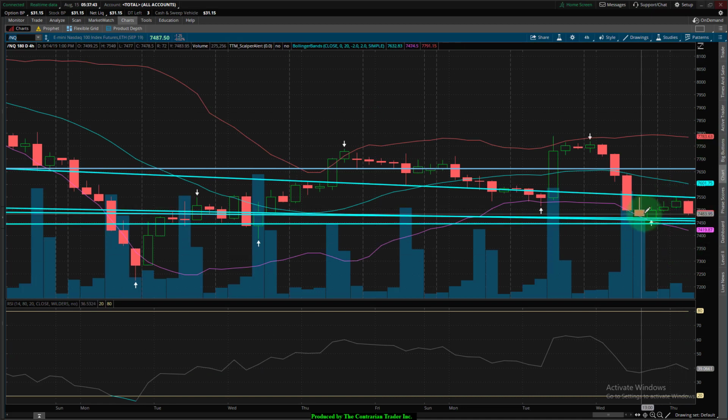The NASDAQ, very similar deal here. We were higher. We have given up a lot of those gains. We are now negative. We were higher this morning. We are at a support level.